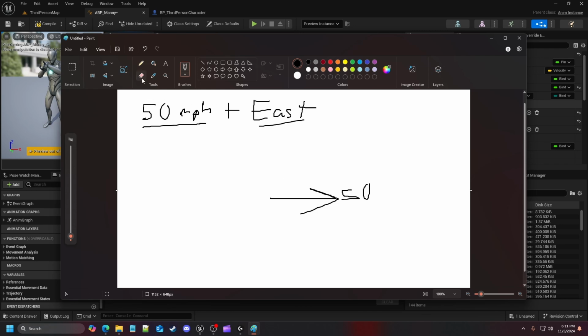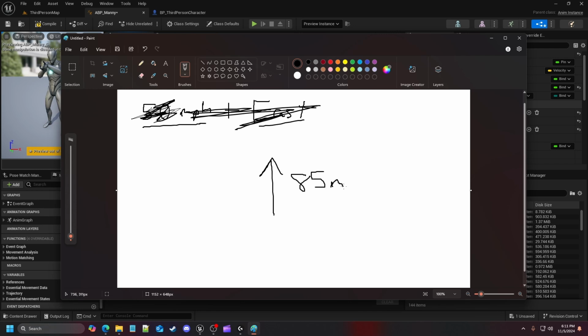So in regards to that, if I get rid of this, I probably should have used Paint 3D. Paint 3D would have been a much better thing for me. Let's ignore this for a moment, right? I like how my pencil shrunk. There we go. Say we're going northbound at 85 miles per hour or kilometers per hour, however you want to interpret that. Well, then that is our velocity, going northbound at 85 miles per hour. So that is what our velocity is.